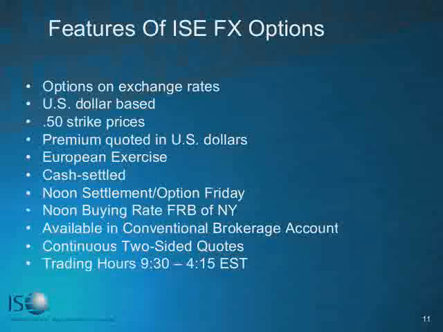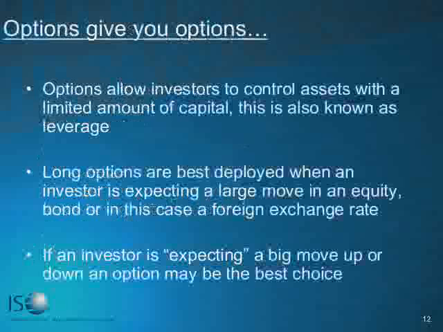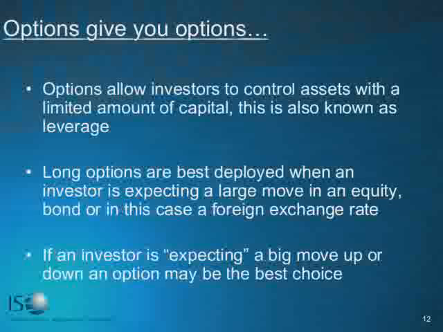But this product's great because it's cash settled. You don't have to worry about having to deliver Japanese yen or Swiss francs. Whatever you're trading, it's going to settle into U.S. dollars at the noon buying rate at the Federal Reserve Bank of New York on Option Friday. You can trade them through your conventional options brokerage account, and they're continuously quoted by market makers. Trading hours are 9:30 to 4:15 Eastern Time. So options give you choices.